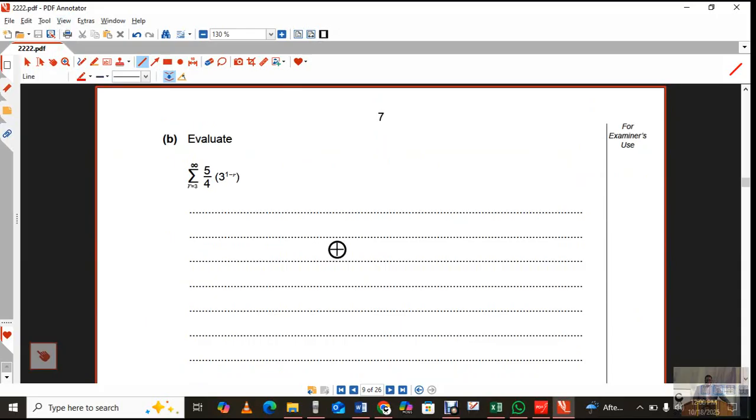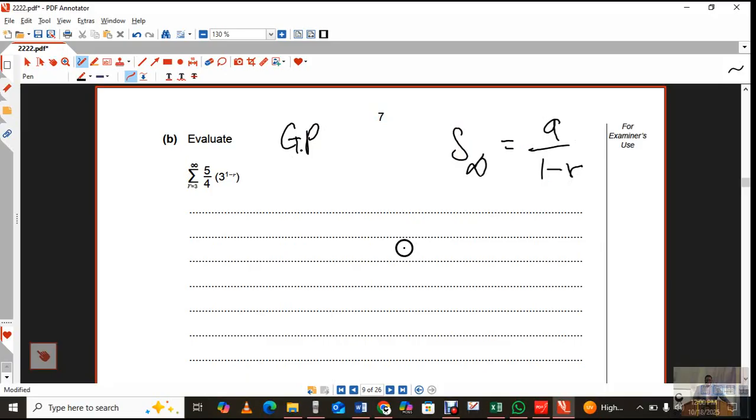So they are saying you must evaluate. Now, there are calculators that can do this, but of course not the infinity one, so you have a problem there. You have to find the sum to infinity. The first thing is, this is a GP, because sum to infinity only works for a GP. The formula for sum to infinity is a over 1 minus r. We need to know what the first term is and what our r value is.